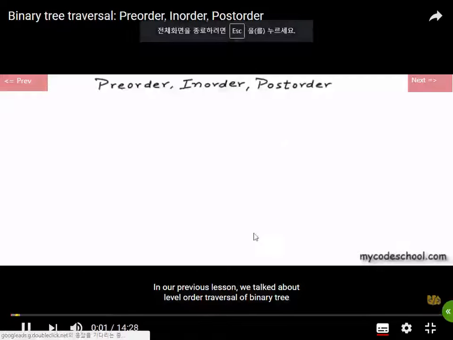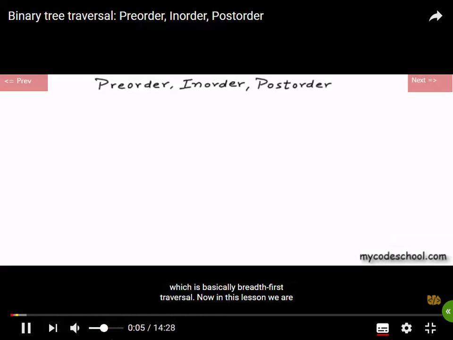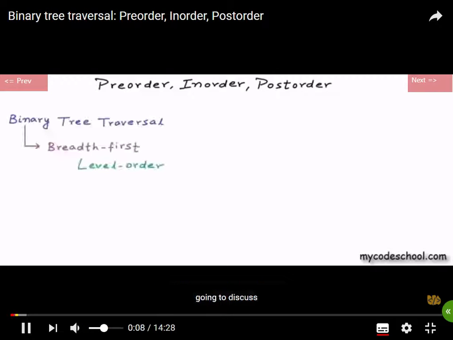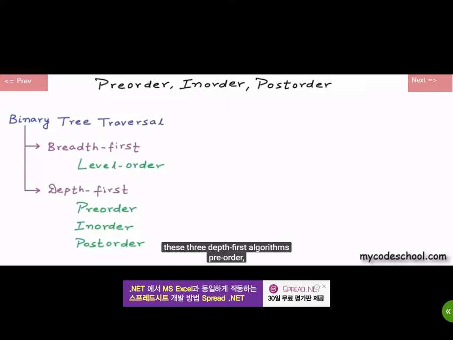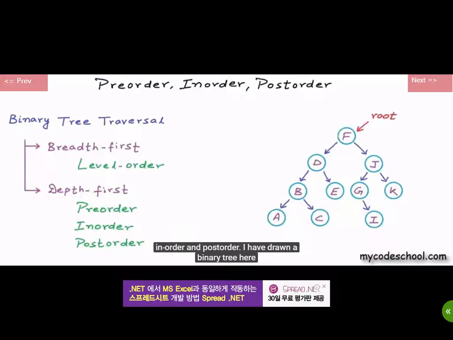In our previous lesson, we talked about level order traversal of a binary tree, which is basically breadth first traversal. Now in this lesson, we are going to discuss these three depth first algorithms: pre-order, in-order, and post-order. I have drawn a binary tree here. The data type filled in the nodes is character. Now as we had discussed in earlier lessons, in depth first traversal of a binary tree, if we go in one direction, then we visit all the nodes in that direction. Or in other words, we visit the complete subtree in that direction, and then only we go in the other direction.